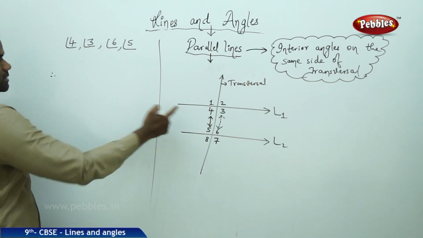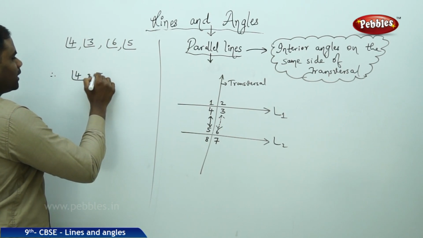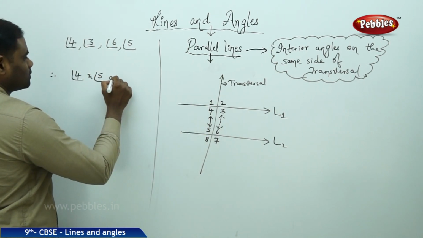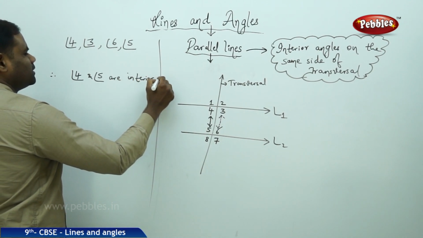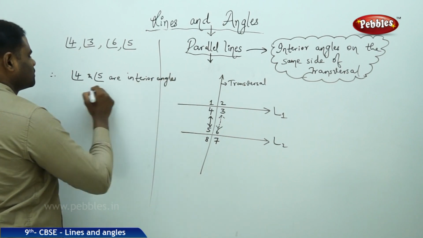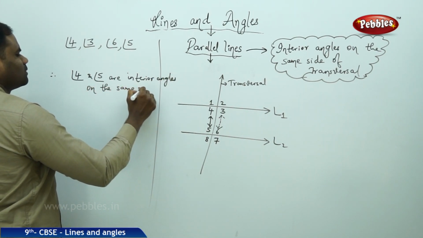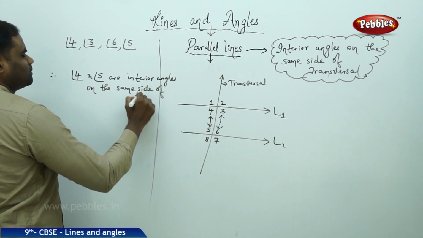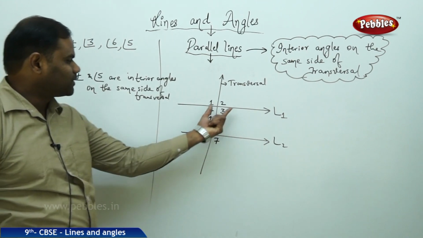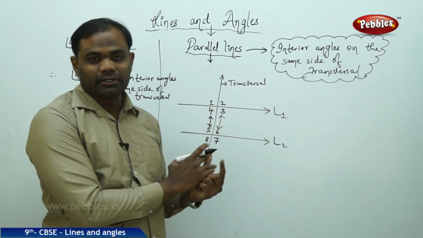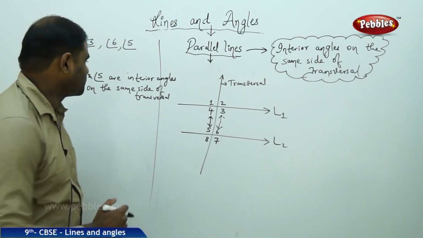Therefore, as seen from the diagram, angle 4 and angle 5 are said to be interior angles on the same side of transversal. Similarly, angle 3 and angle 6 are the interior angles on the other side of the transversal, of course on the same side.